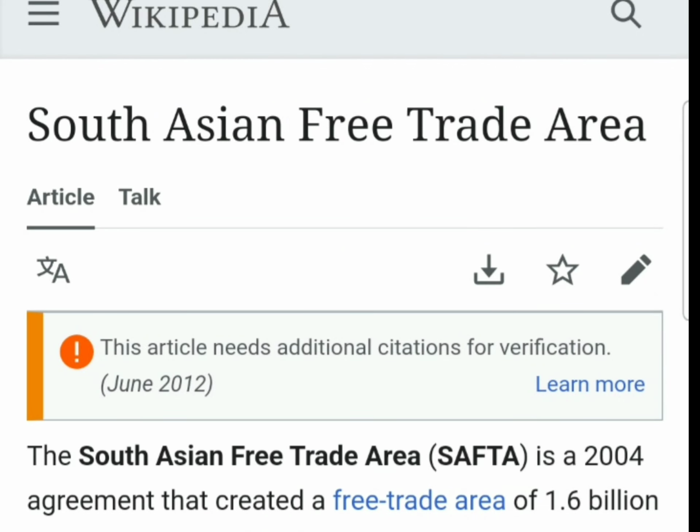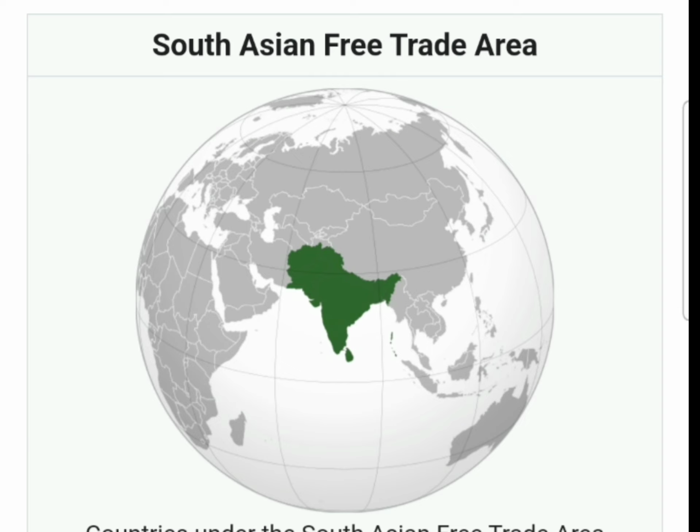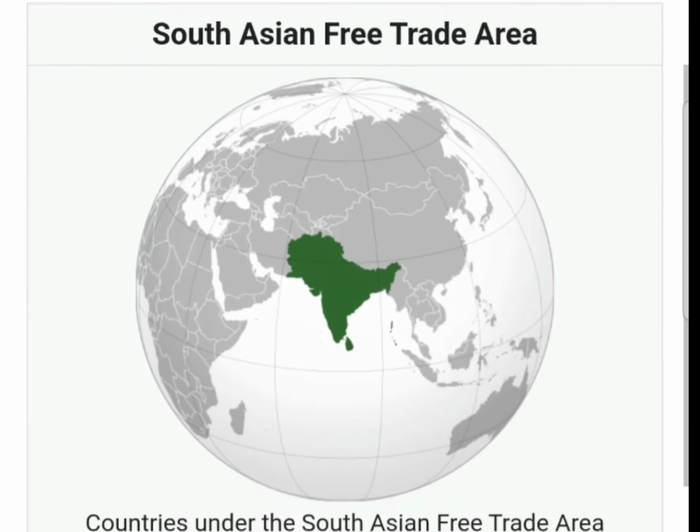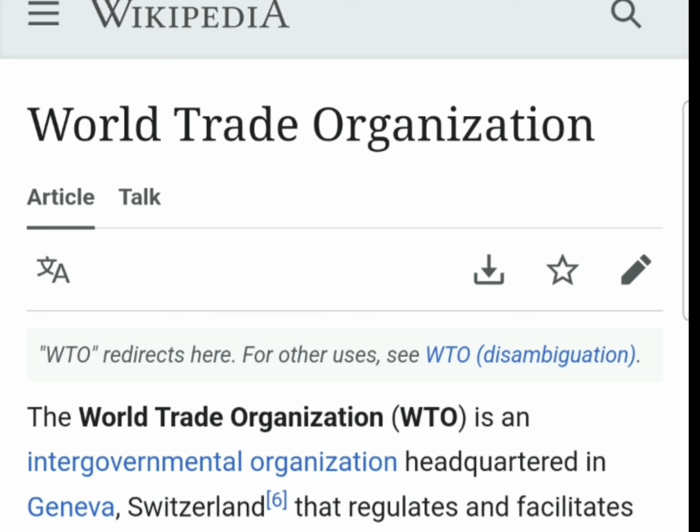But unfortunately, this ECO is not too active nowadays. Pakistan is also a member of South Asian Free Trade Area, SAFTA. SAFTA came into being in an agreement which was signed during 2004, but this SAFTA organization was established in 2006. It consists of all South Asian countries, which are Afghanistan, Bangladesh, Bhutan, India, Maldives, Nepal, Pakistan, and Sri Lanka. But SAFTA is also not performing well due to the Indian presence in this organization.